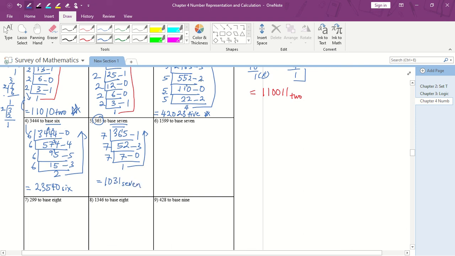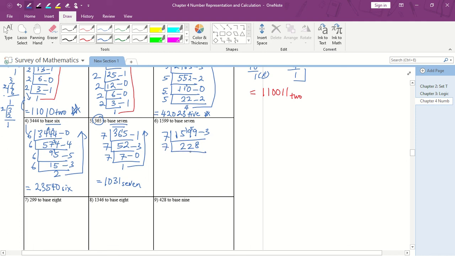Okay, so 1599 to base 7. 1599, now we need to convert to base 7, divided by 7. So 2 times 7 is 14 with 1 remainder here. Then 2 times 7 is 14 with 5 remainder here. Then 8 times 7 is 56, 59 minus 56 with the remainder 3.